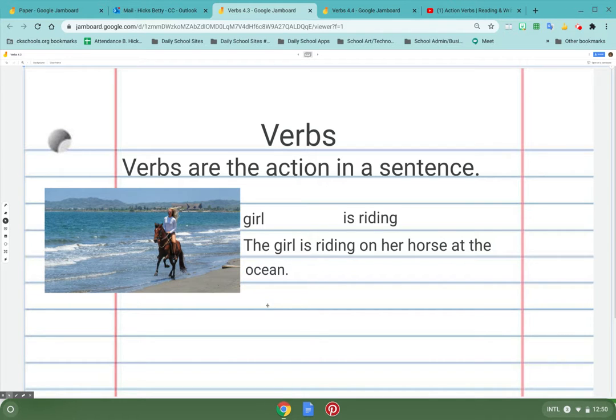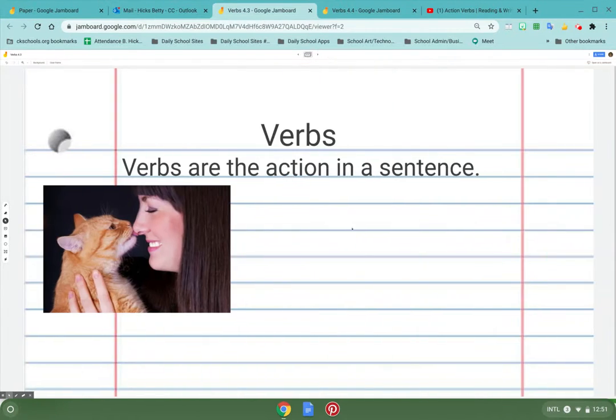Okay? So then I stop and I ask myself, do I have a subject, the girl? What is the girl doing? Is riding. That's my action. What is she riding on? Her horse. Where is she riding at? At the ocean. The girl is riding on her horse at the ocean. Then I look for capitals, I look for punctuation, and I go, you know what? This is a great sentence because my noun has an action, and then I turned it into a really good sentence. All right, let's look at the next one.